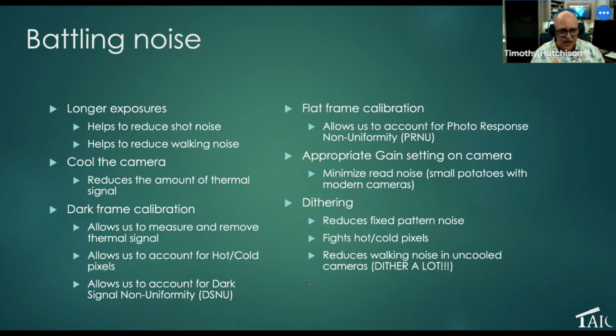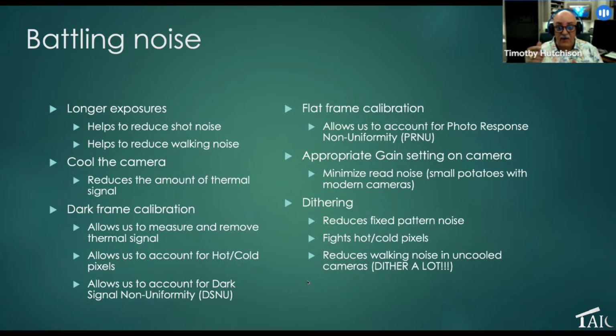that we've collected. It also helps us account for hot and cold pixels because we're going to see the same things in the dark frame that we see in a light frame. They'll still be hot, they'll still be cold in a dark frame just like they are in our lights, right? It also allows us to account for that dark signal non-uniformity, right? That deviation from the mean dark signal that we have across the whole sensor. The dark frames will allow us to account for that variation.